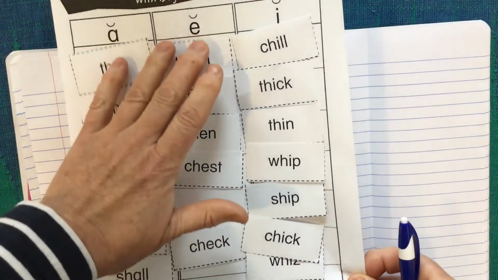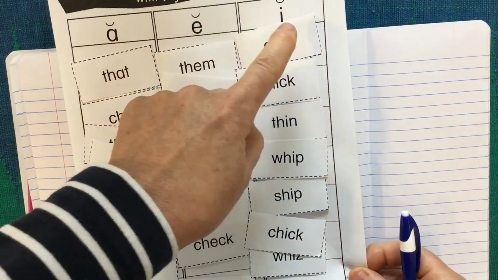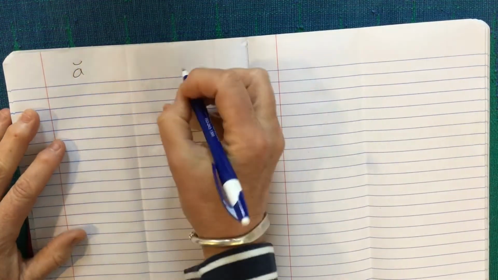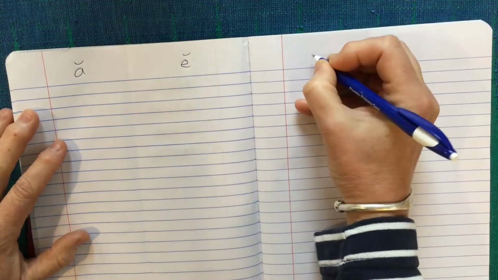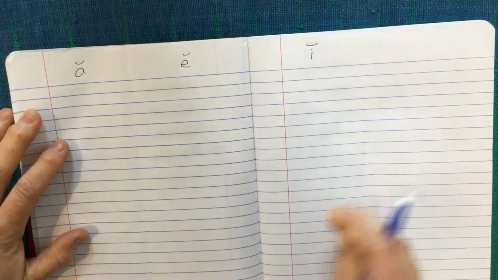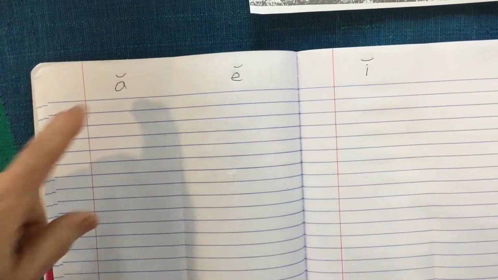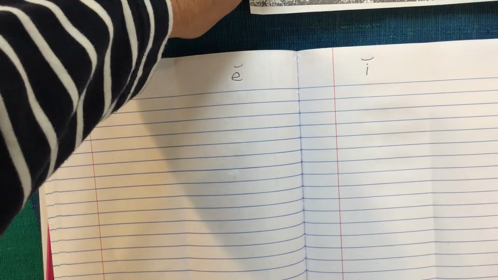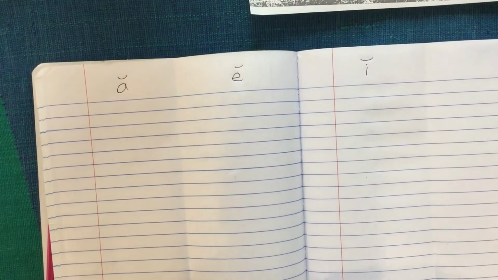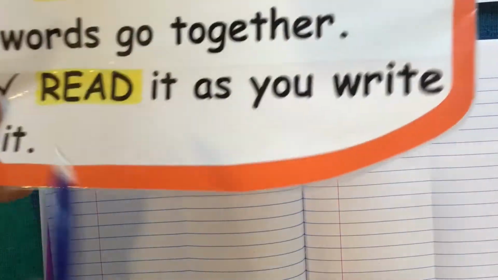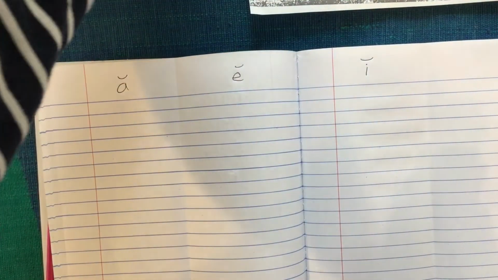So in this case, I'm going to write, and this is copied from the top here, a, I. I'm using a pen so that you can see easier, but students would probably be using a pencil. So basically, the students are writing the words. Again, remember though, they should be reading the words as they write them. So they just go from the top.